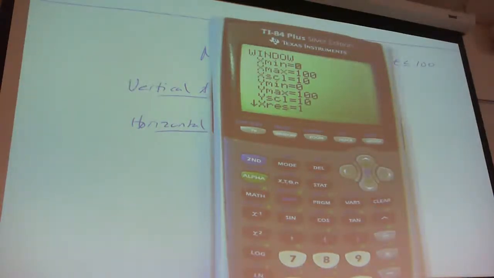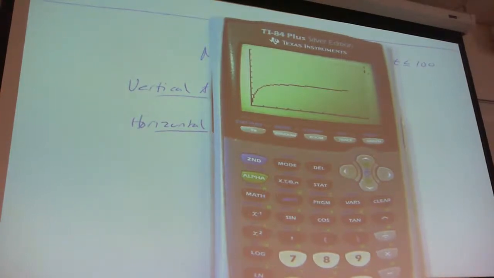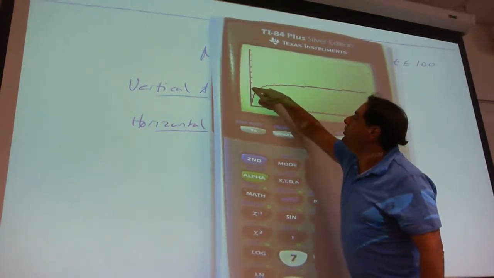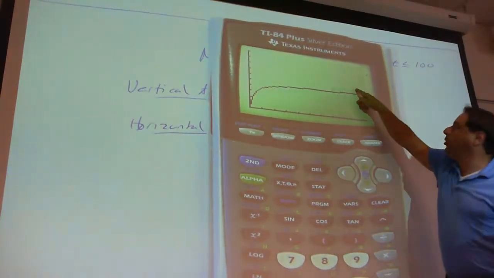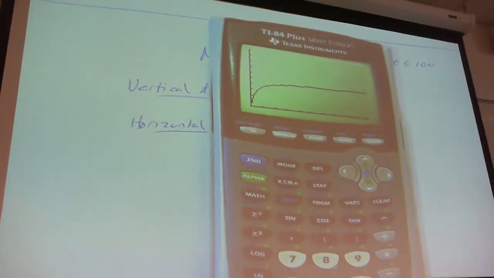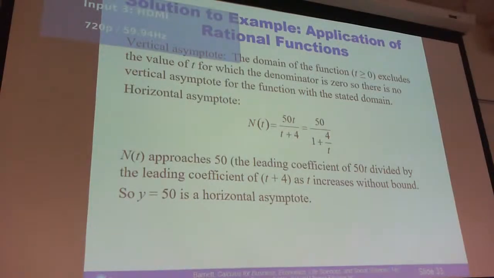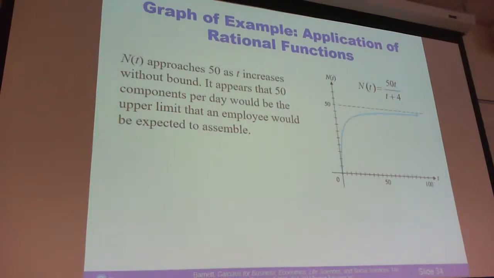Hit graph and verify that there is a horizontal asymptote at 50. When I hit graph, it looks like it's coming close but not approaching. 50 would be 10, 20, 30, 40, 50. Does it look like there's a horizontal asymptote at 50? Okay. So, I'm trying to do slides real quick. There's a horizontal asymptote at y equals 50. And if you graph it, we can see it. We okay?